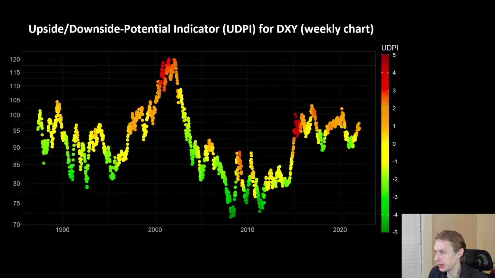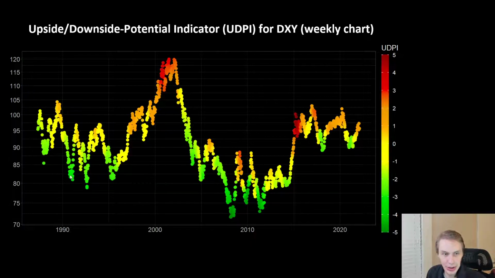So I'm going to pull up the UDPI for the DXY, for the US dollar index, and this is, I should note, on the weekly chart. I chose to use the weekly chart because the data for this goes all the way back into the 80s, and so these moves tend to play out over longer periods of time. So I decided to look at this on the weekly time frame to be able to capture some of those broader moves. And so I still think it makes sense, just slightly different, right? Because with the UDPI for crypto, we tend to look at the daily charts. Here I'm just looking at the weekly chart for the DXY.